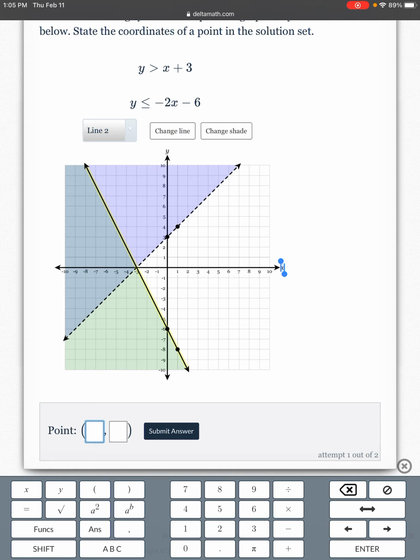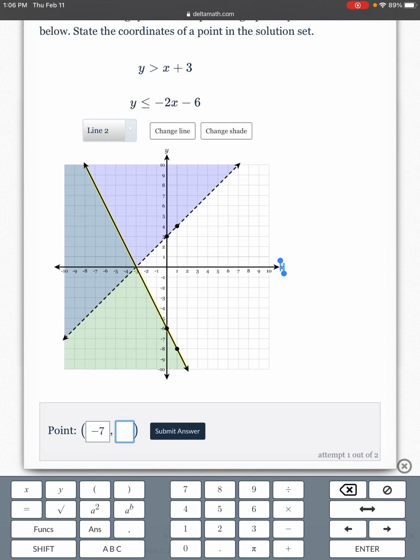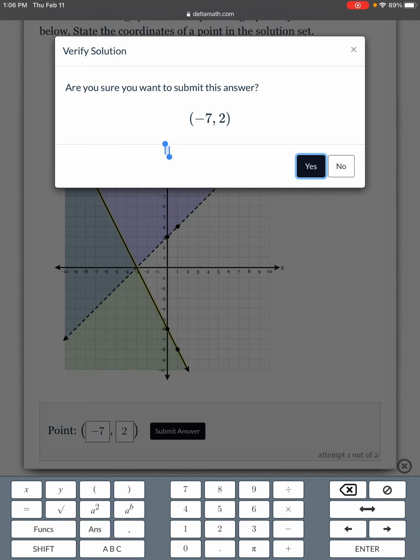So I can select any point in there. I'm just going to pick -7. I just use the subtract sign to get a negative, and I'm going to click on the y coordinate. I'm just going to pick a y coordinate right here of 2. And then I'm going to submit my answer, yes.